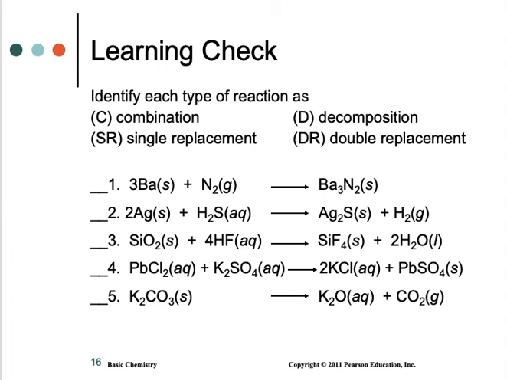Silicon oxide, hydrofluoric acid, silicon tetrafluoride, water. Okay, do you see that's 2 and 2, 2 and 2, so that's double displacement. They flip-flopped. Lead chloride, potassium sulfate, potassium chloride, lead sulfate. They've just switched. That's double displacement.